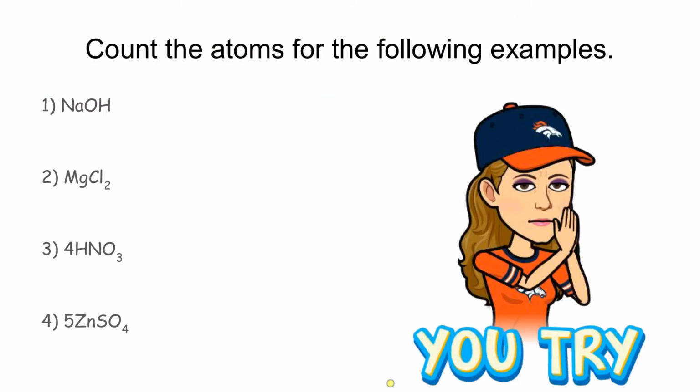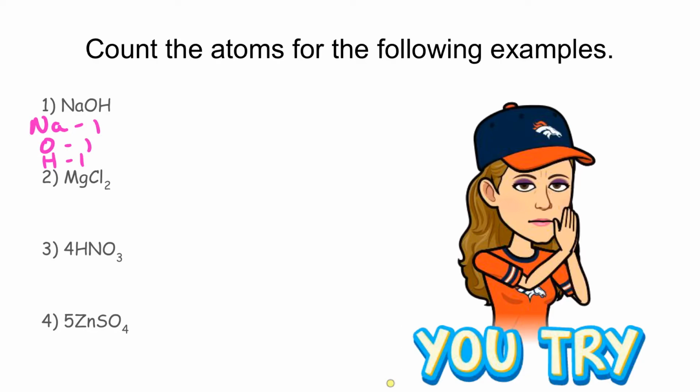So now you try. Count the atoms for the following examples: NaOH, MgCl2, 4HNO3, and 5ZnSO4. Okay, for the first example, we have NaOH. So for Na, there's just 1. For O, there's 1, and for H, there's 1, because there are no subscripts and no coefficients.